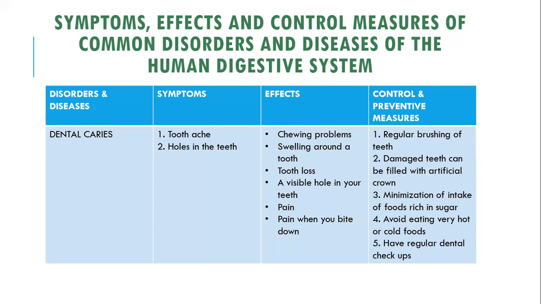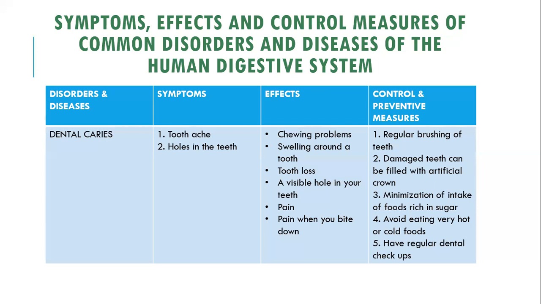You can experience chewing problems when you have tooth decay, also swelling around the tooth. Another one is tooth loss, a visible hole in the tooth or teeth, and pain, especially at night, and pain when you bite down. So specifically when you bite something, experiencing some kind of pain is a sign of tooth decay or dental caries.